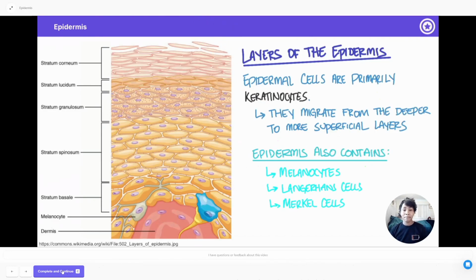The cell type that primarily makes up the epidermis are cells called keratinocytes. And what happens is that they originate at the very bottom layer of the epidermis, which we'll definitely talk about later. And as they grow and divide at this level here, the cells get pushed upwards. And as they get pushed upwards, they essentially start to change and differentiate into more specific cell types. And what comes along with this is usually an increase in the amount of keratin that they have within their cells. Aside from the keratinocytes that make up a large proportion of the epidermis, it actually contains other cell types as well, such as melanocytes, Langerhans cells, and Merkel cells, which we'll go over later on in the video.